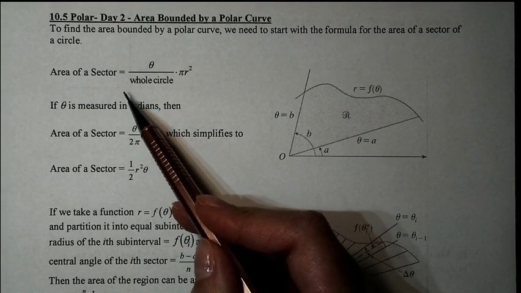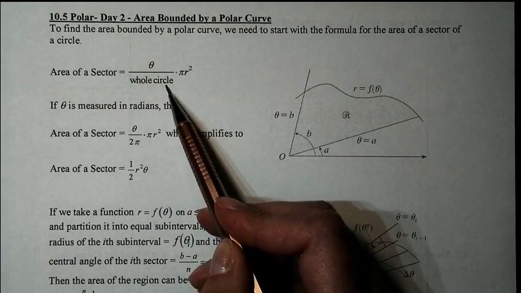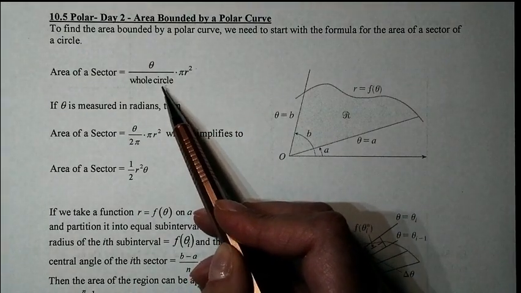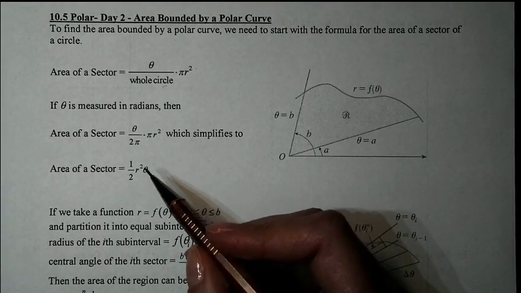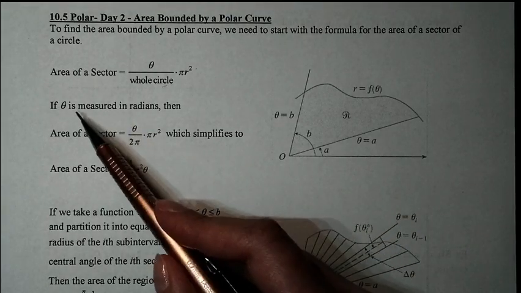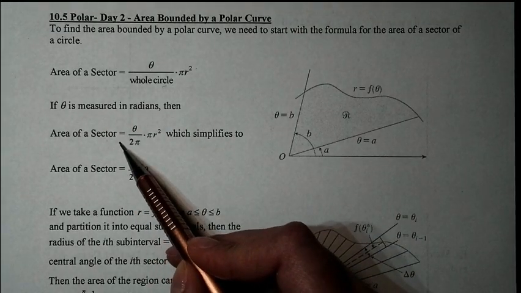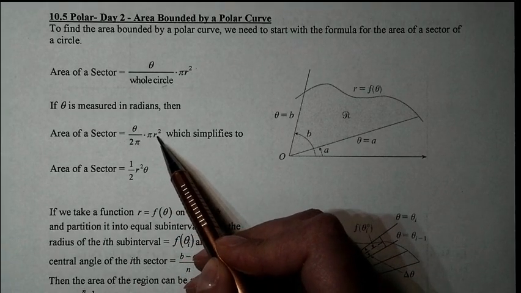The area of a sector of the circle is going to be theta divided by the entire circle times r squared. Why did I put the entire circle? Because it depends if you're in radians or in degrees. Please remember that for calculus we're going to be working in radians. Therefore, if theta is measured in radians, the area of the sector is going to be equal to theta divided by 2 pi times pi r squared.